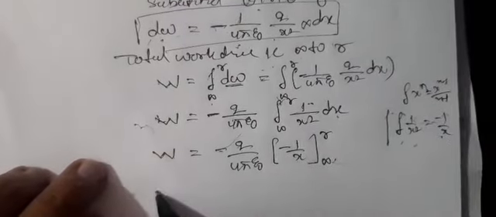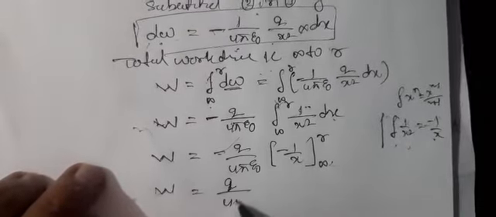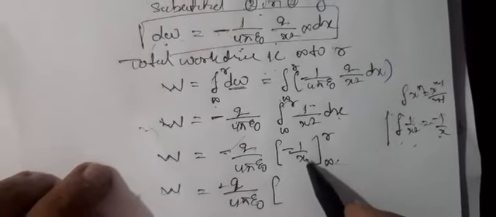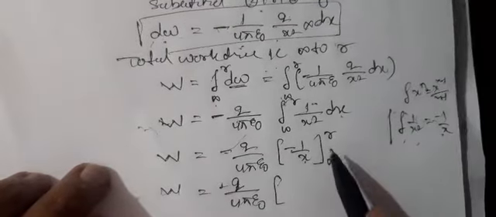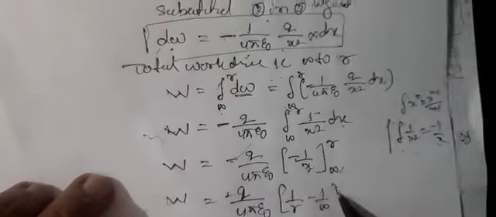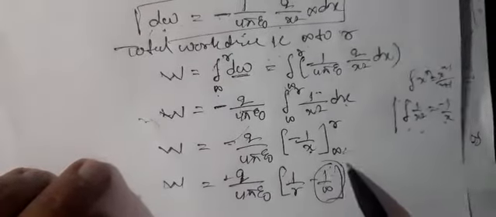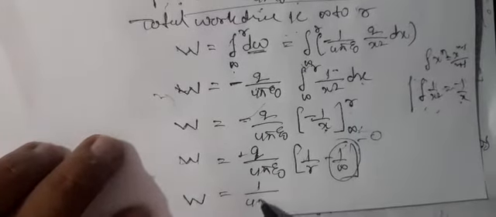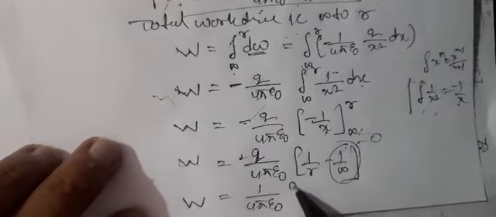Minus into minus is plus, so we get q by 4 pi epsilon naught, bracket open, minus into minus is plus, where x is replaced by the upper limit and the lower limit, that is 1 by r minus 1 by infinity. The value of 1 by infinity is 0, so the work done is equal to 1 by 4 pi epsilon naught, where the charge is q and the distance is r.